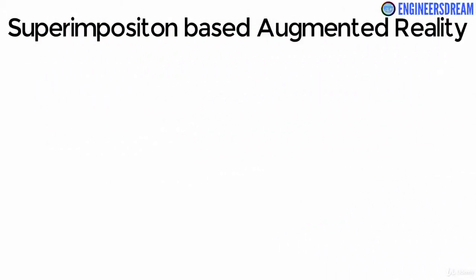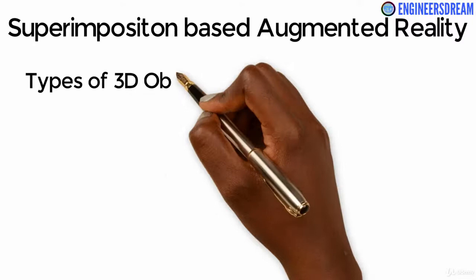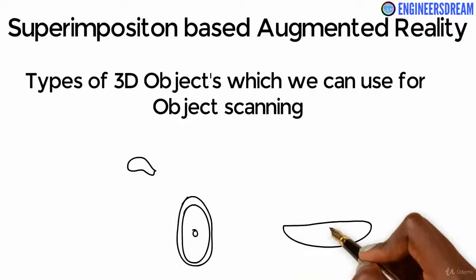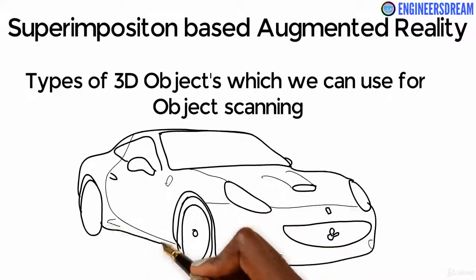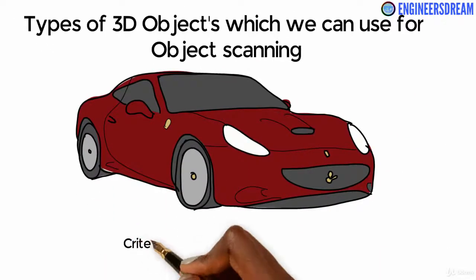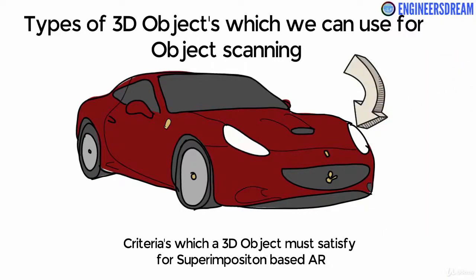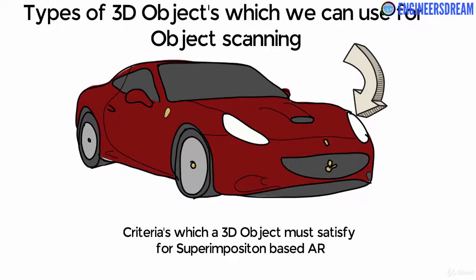In this video, we will look at the types of 3D objects which we can use for object tracking or superimposition based augmented reality. So in this video, we will look at the important criteria which a 3D object must satisfy, and in the next video, I'll explain to you the process of scanning a 3D model. Because before scanning, you must first select a proper 3D model.